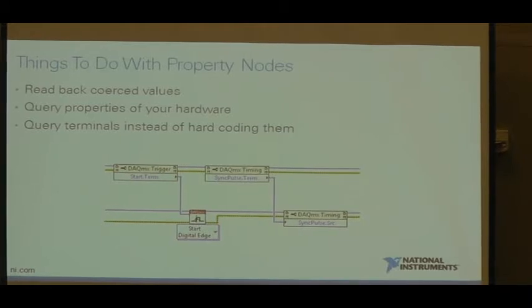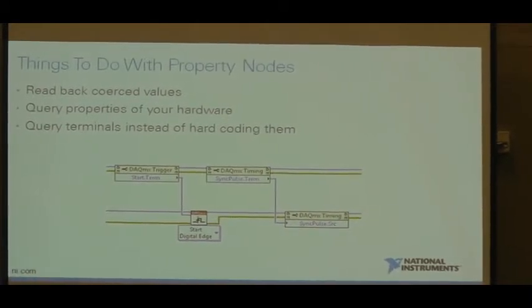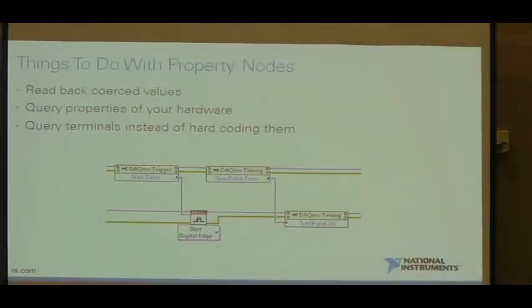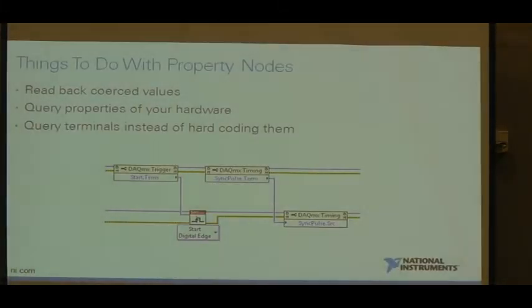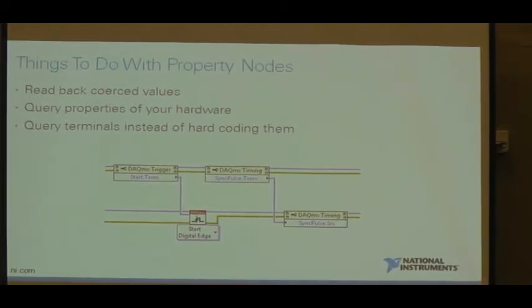I could, if I wanted, just right-click, create a constant, and hard code the name of where I'm going to get my start trigger from. But then if I change the name of my module in MAX, or if I change what device is running on my first task, I've written a very brittle application. It's not going to work correctly after I change my name.